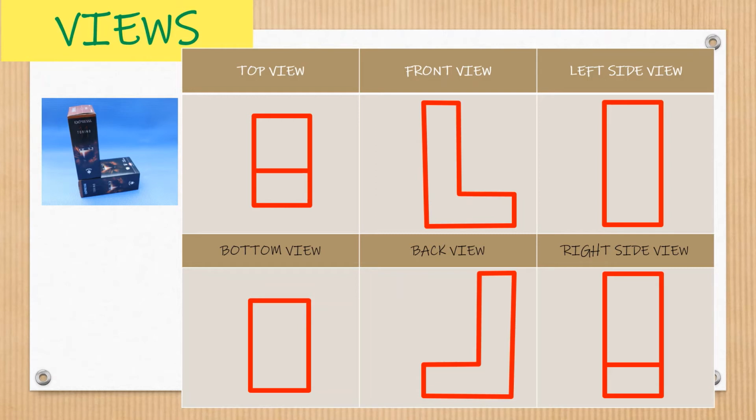You'll notice that the height for the left side and the front view and the right side and the back view are all the same height because they're representing the same dimension. The width of the top view and bottom view is the same as the width of the left side and the right side. Again, they're representing the same dimensions.